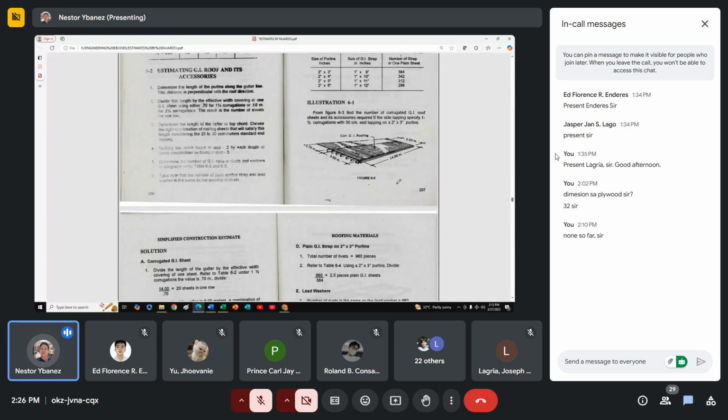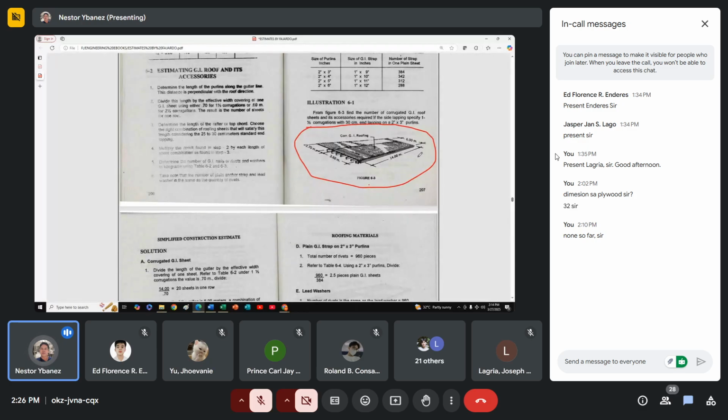From figure 6-3, find the number of corrugated GI roof sheets and its accessories required. Accessories, the nails. For the side lapping, specify one and one half corrugations with 30 centimeters end lapping on a 2x3 inches board. That's okay. So the dimension here is correct.